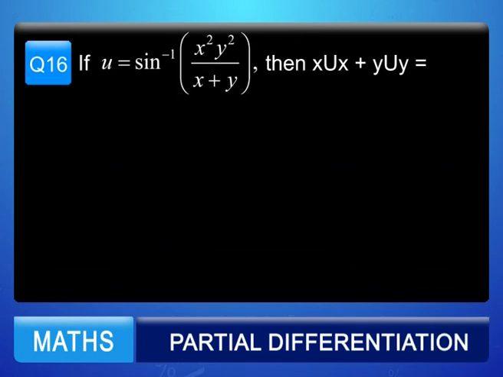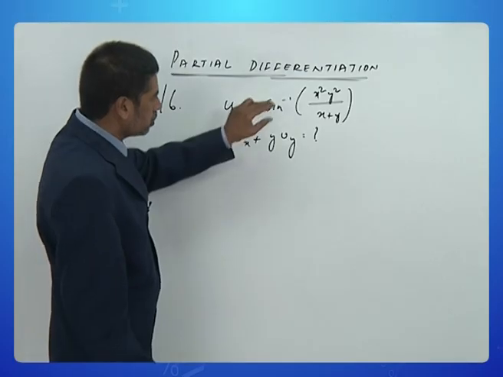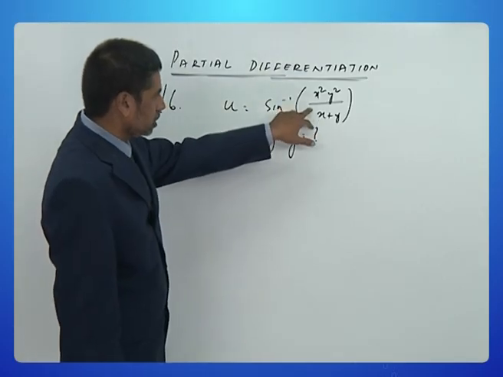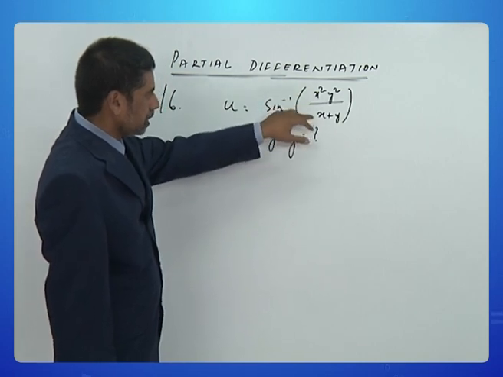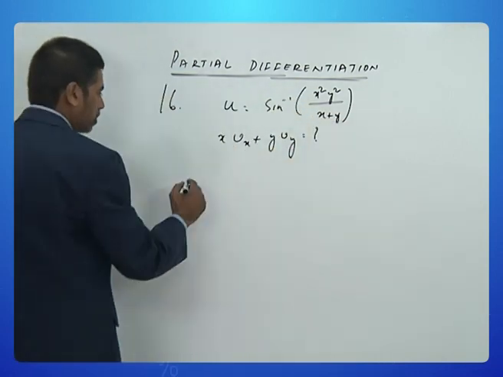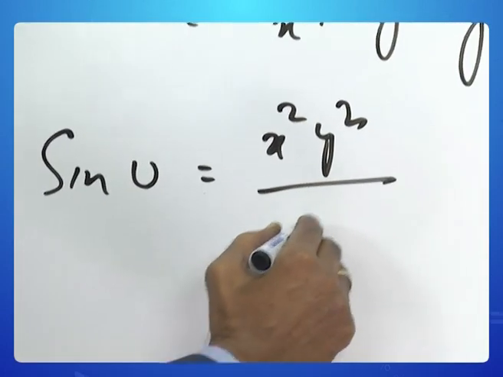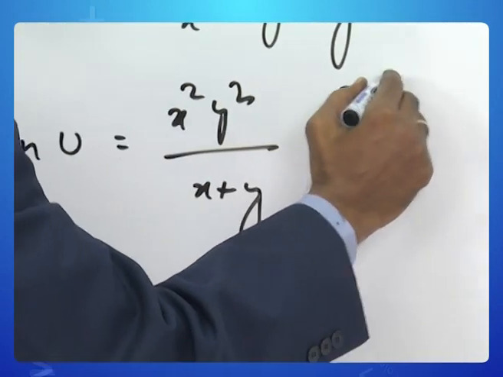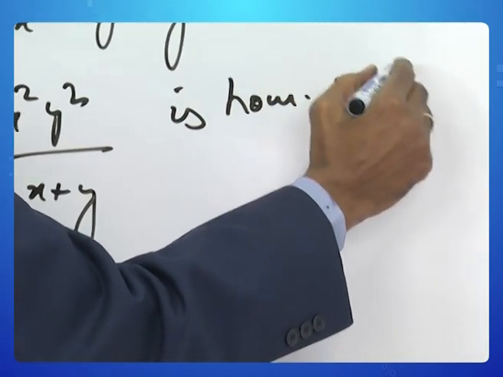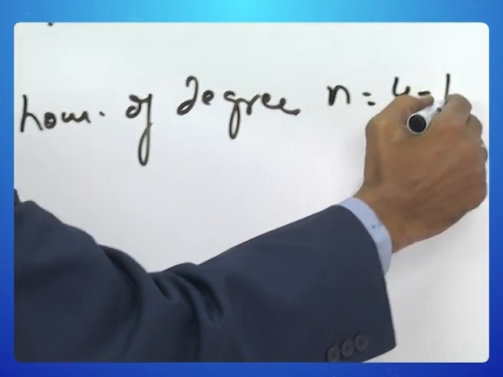In question number 16, you have u is equal to sine inverse of x square y square by x plus y, and what we require is x ux plus y uy. Again, without the sine inverse, u would be homogeneous. The degree would be 4 minus 1, 3, but in the presence of sine inverse, this is no more homogeneous. So what we do is, we say sine u is equal to x square y square by x plus y, which is homogeneous of degree n is equal to 4 minus 1.